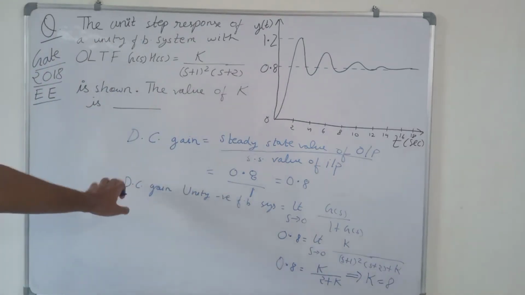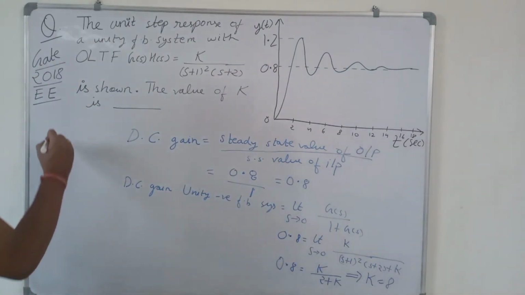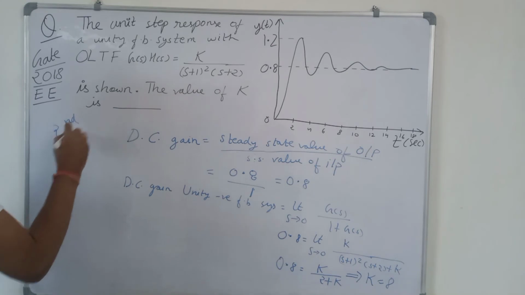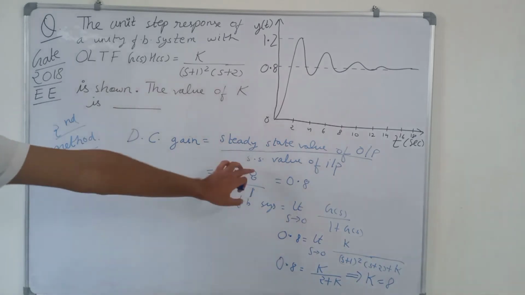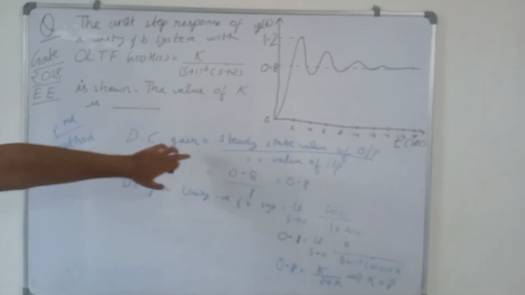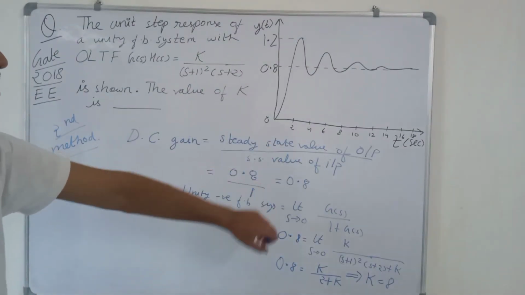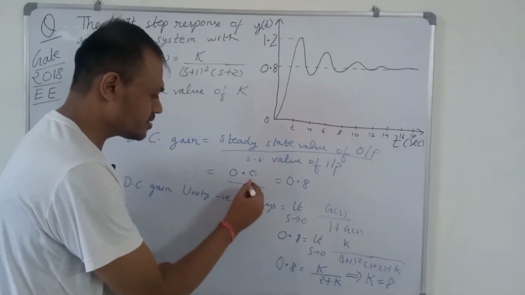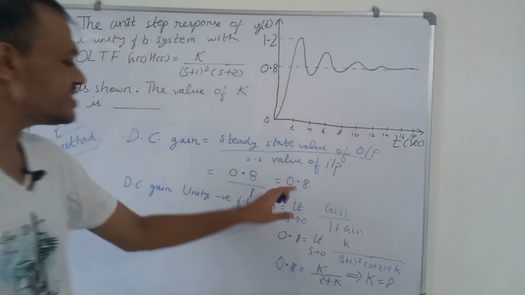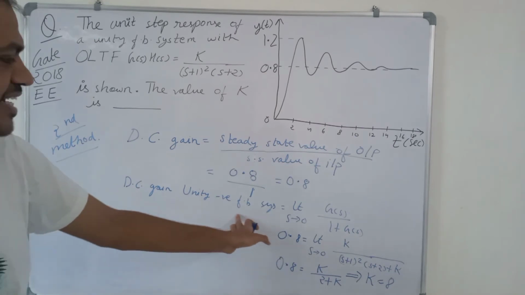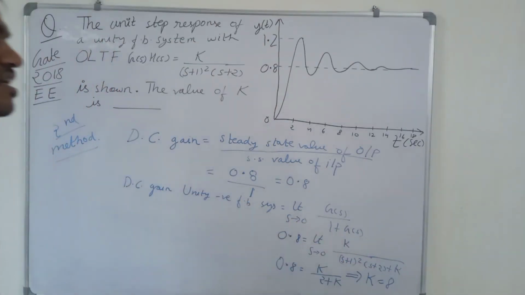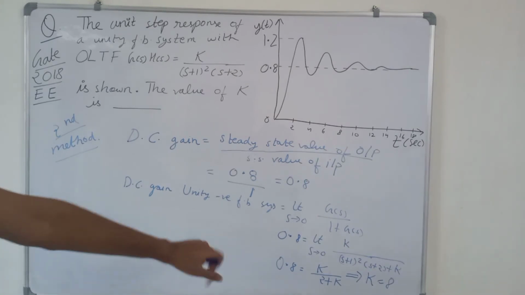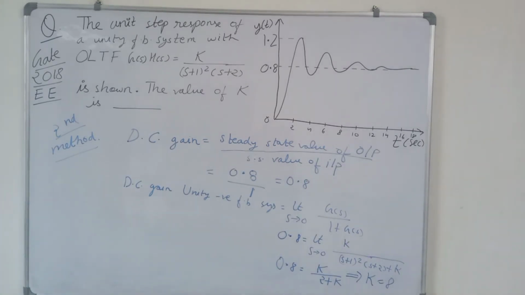This is the second method where we use the DC gain. By the first method we used the final value theorem. In the second method we have used the DC gain. DC gain is equal to steady state value of output upon steady state value of input. So this will be equal to 0.8 upon 1, which is 0.8, and DC gain of a unity negative feedback system is given by limit s tends to 0 of g of s upon 1 plus g of s. So by this method also the value of k is equal to 8.